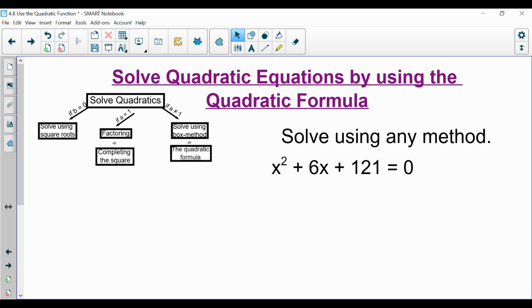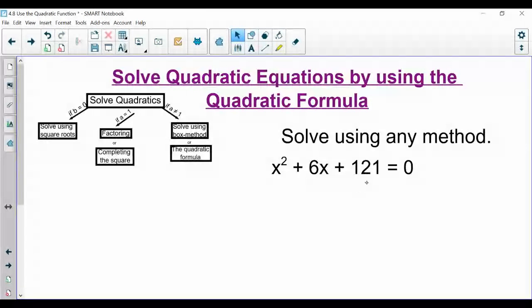Hello, Algebra 2 students. I just want to go over solving this quadratic really quickly. Using our flow chart here, we know that the b term is not 0. The b term is in fact 6 here, so we're not going to use solving using square roots. The a term is 1, so we would try factoring this.